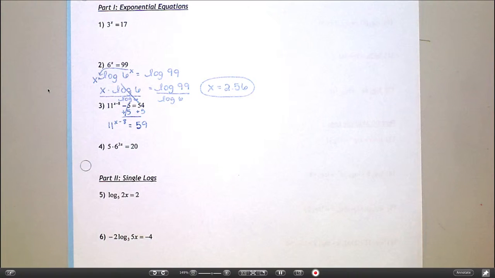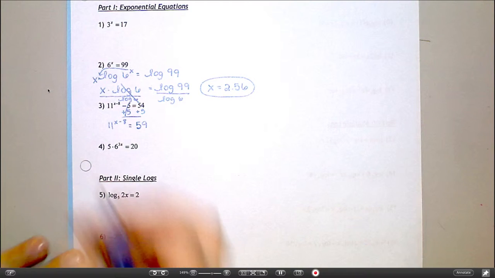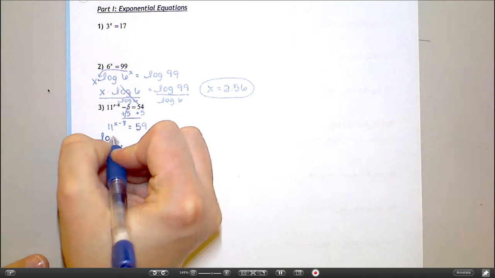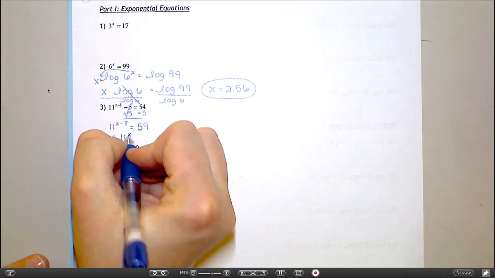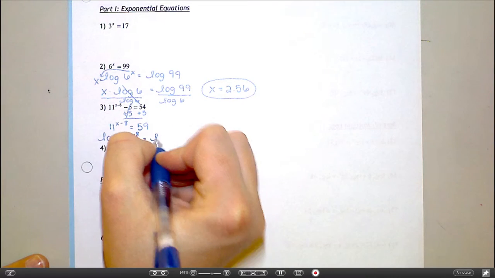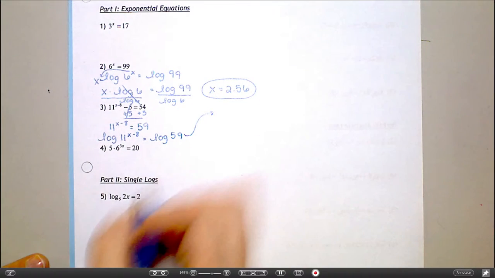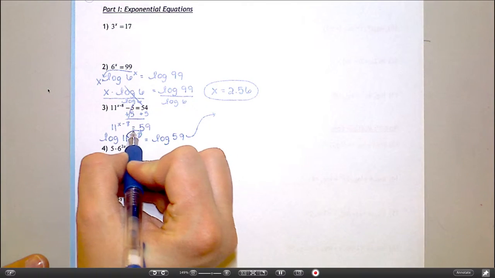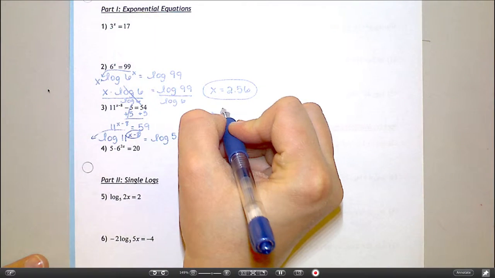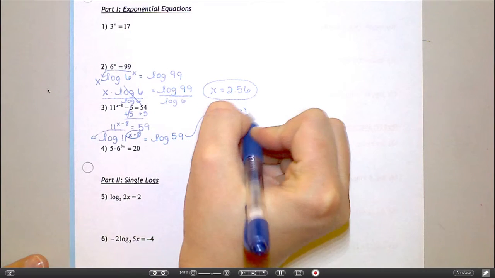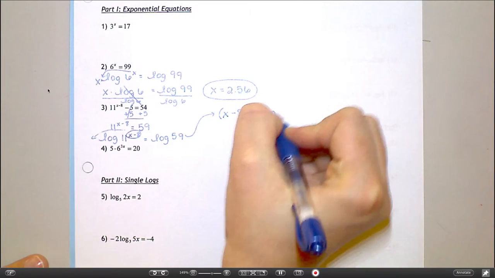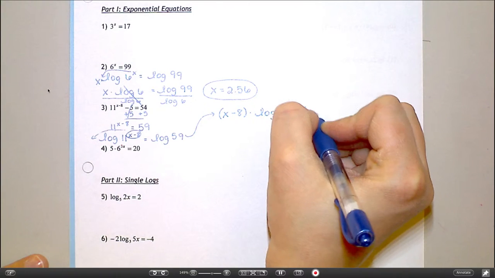Now what do I want to do? Well, I can't get rid of the 8 because it's up in the exponent. But what do I do to each side that lets me bring that exponent down? Log. Yep, so I'm going to go log of 11 to the power of x minus 8 equals log 59. Okay. Then I'm going to move this whole x minus 8 down in front. So I'm going to do x minus 8 times log 11 equals log 59.